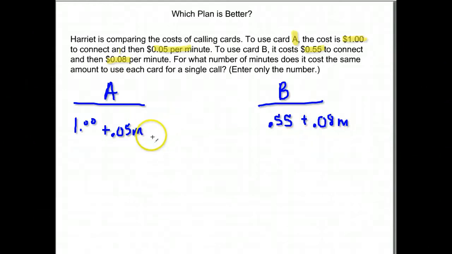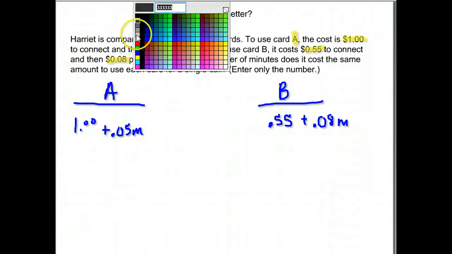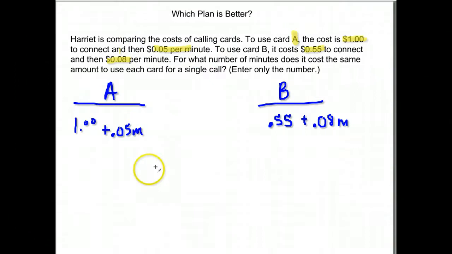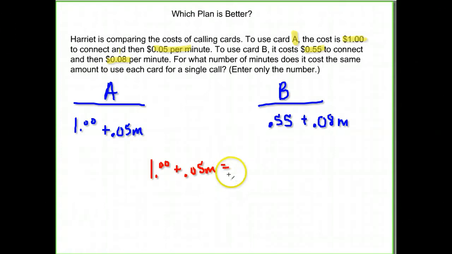These are the prices for each plan. We want to know when the costs will be the same. What does the same mean? The same means equal. So to solve this, we take our two equations and we set them equal. We want to know when the costs will be exactly the same or equal. So we set those equal to each other and then we go ahead and solve the equation.